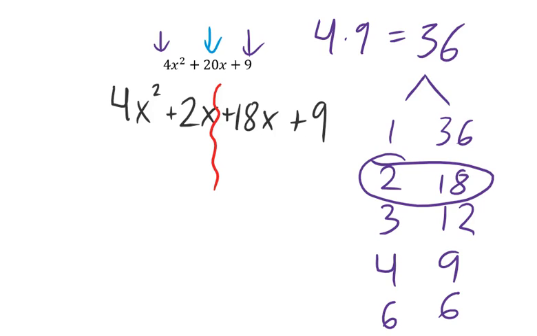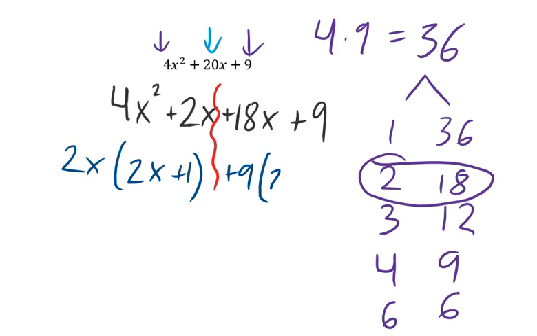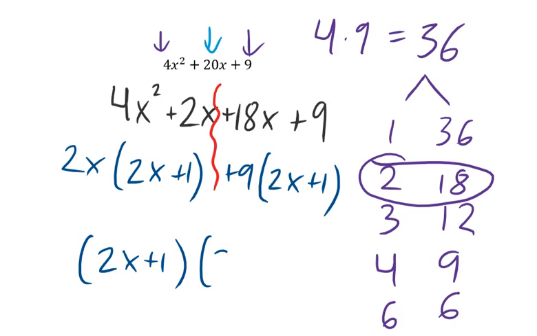Out of the left side, I could take out a 2x and be left with 2x plus 1. Out of the right side, I could take a plus 9, and I'm left with 2x plus 1. So overall, I have (2x plus 1)(2x plus 9).